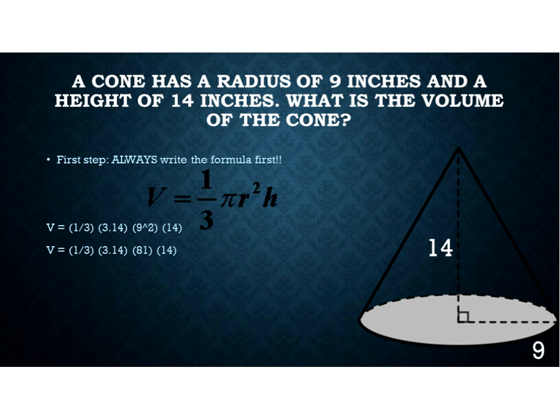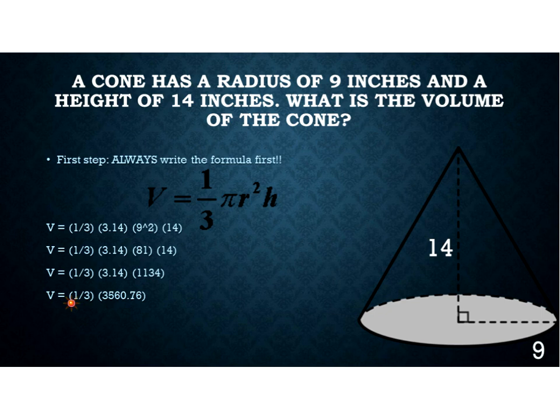Now we have to square the 9, that's our first step, and we get 81. Now we have to multiply these three numbers together. It doesn't matter what order you do it, you just got to multiply all three of those together, and you get 1,134 for these two. Now I'm going to multiply 1,134 times pi, and I get 3,560 and 76 hundredths.